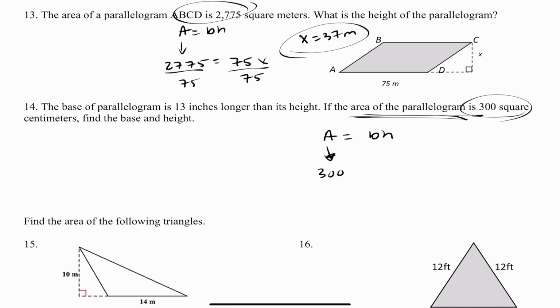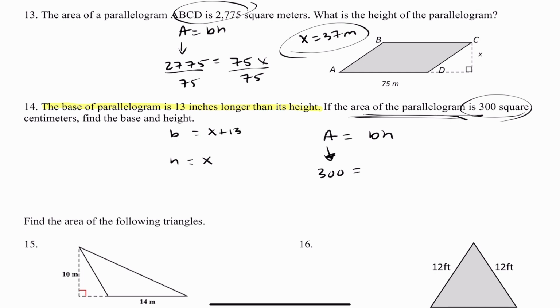Yes, 300 equals. All right, well, if I read this carefully, the base of the parallelogram is 13 inches longer than its height. If I look anywhere for the height value, well, I don't see it. I'm going to write base here, and h there for the height. We don't know what the height is, so that's our unknown. We'll call it x. But we do know that the base of the parallelogram is 13 inches longer than its height, so we express that as x plus 13.